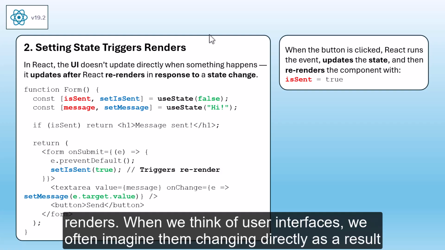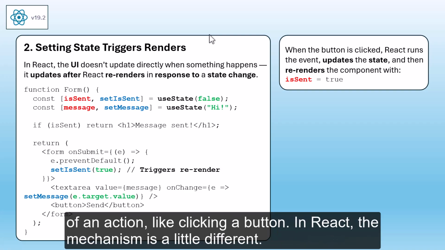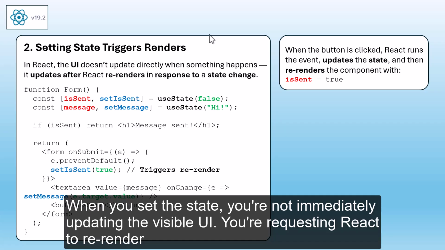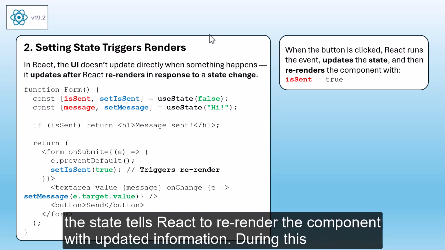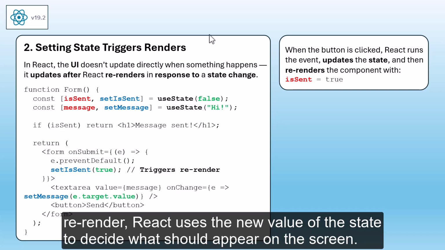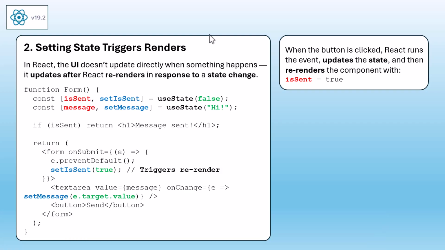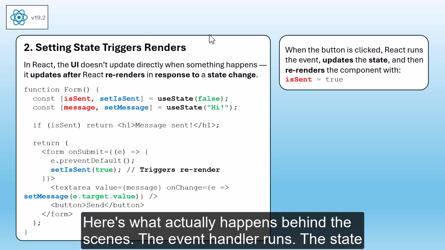2. Setting state triggers renders. When we think of user interfaces, we often imagine them changing directly as a result of an action, like clicking a button. In React, the mechanism is a little different. When you set the state, you're not immediately updating the visible UI. You're requesting React to re-render the component. For example, when a user presses a button to send a message, setting the state tells React to re-render the component with updated information. During this re-render, React uses the new value of the state to decide what should appear on the screen.